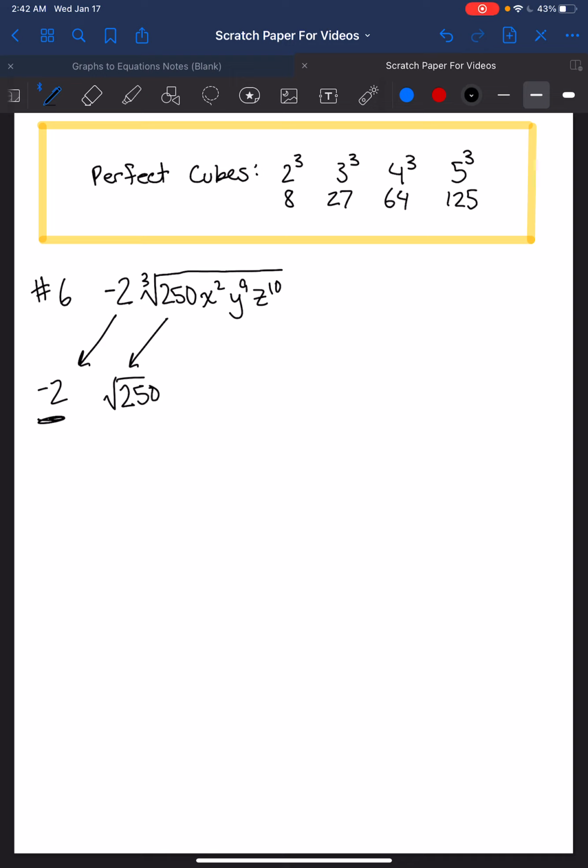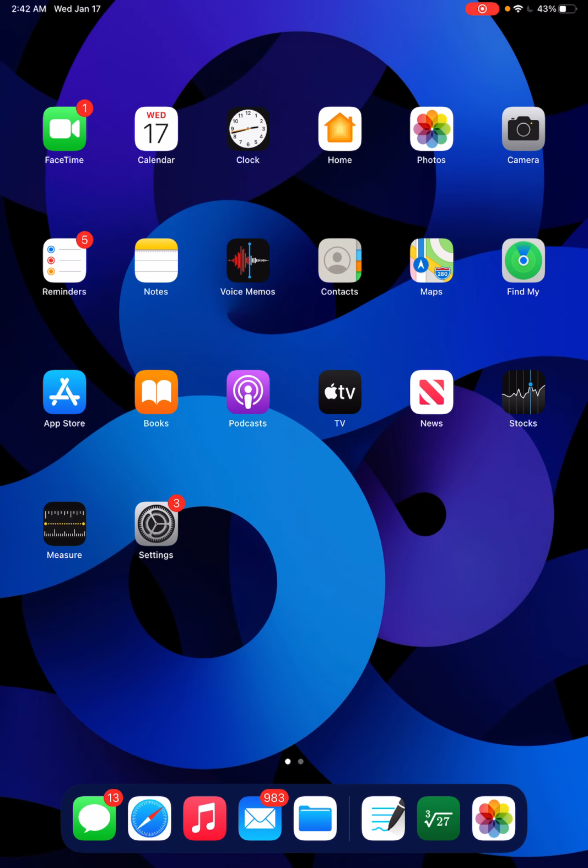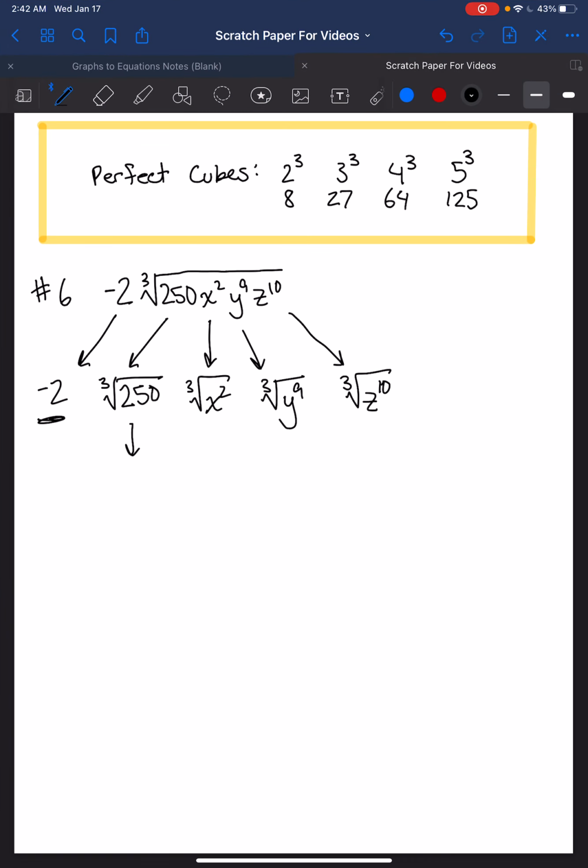Cube root of 250. Cube root of x squared. Cube root of y to the 9th. Cube root of z to the 10th. Okay, 250. Now, let's go to our calculator. There you are.